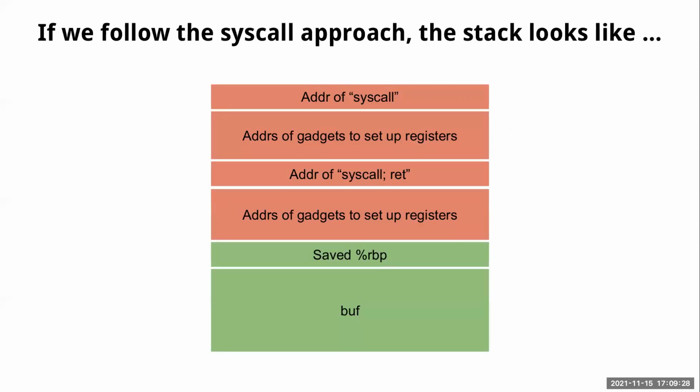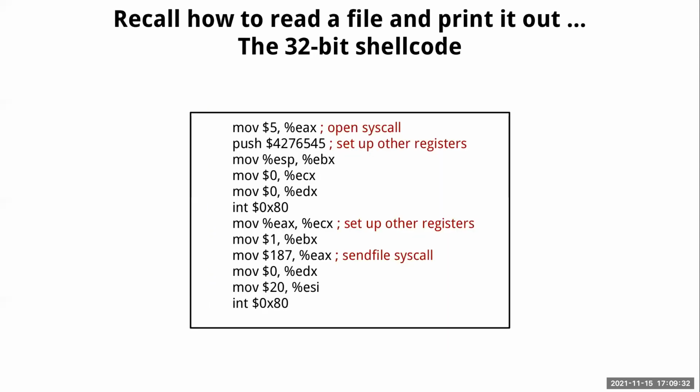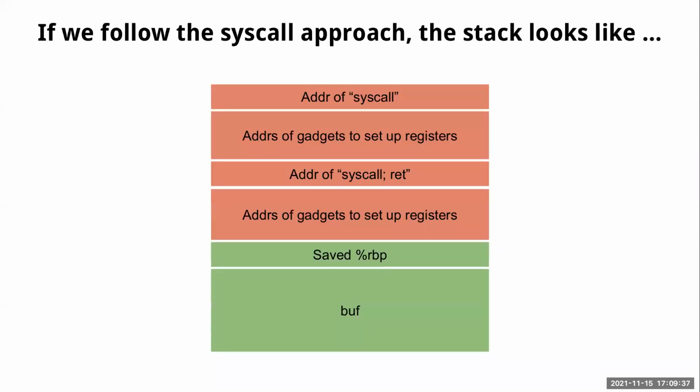If we directly want to translate this shellcode, I even wrote this 32-bit version, but 64-bit will be similar anyway. Even if you want to directly translate that shellcode into a ROP shellcode, the stack will probably look like this. So you have the buffer. In our case, the buffer is only 4 bytes here.